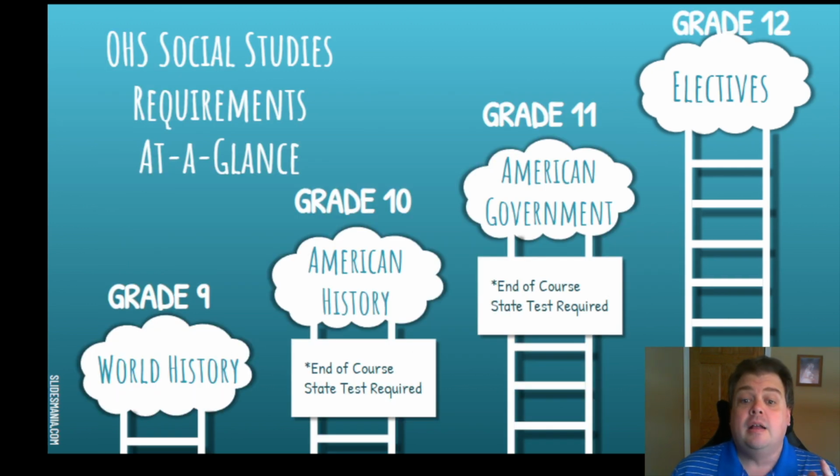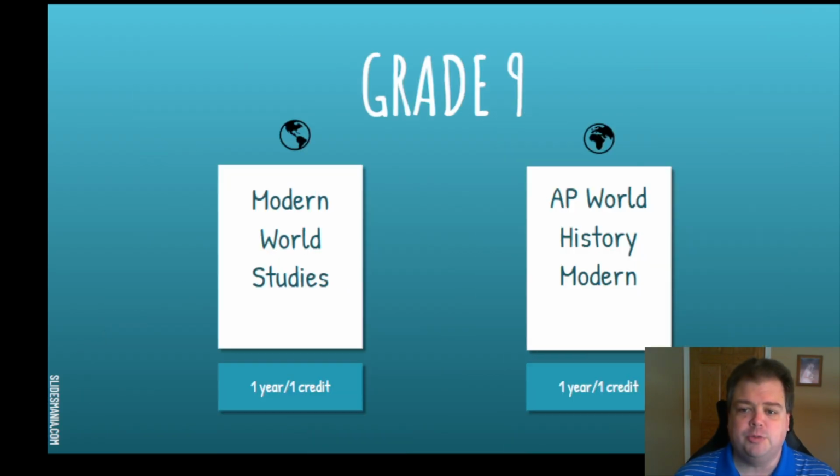So, students must take world history, American history, and American government. Again, you're looking for a total of 4 whole credits to graduate from Oakwood High School. So let's take you through the options for each grade, and I'll highlight electives as well, which are often taken by students from a number of different grades. So, starting with the freshmen.